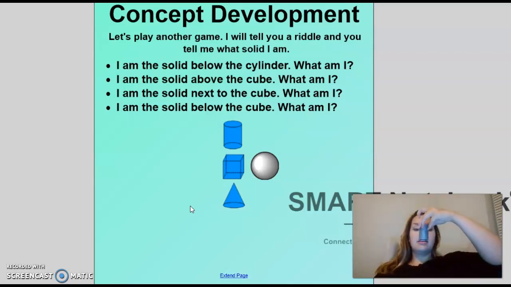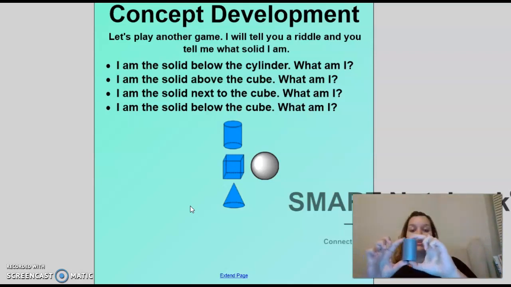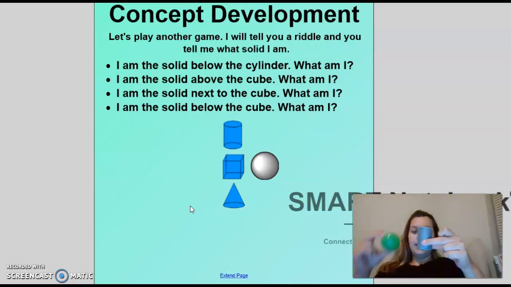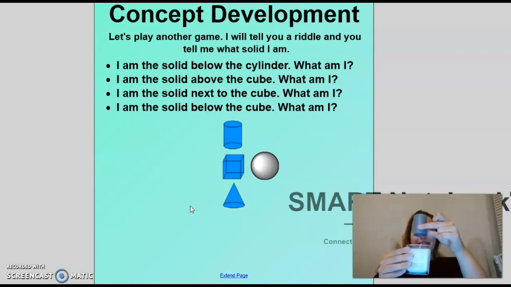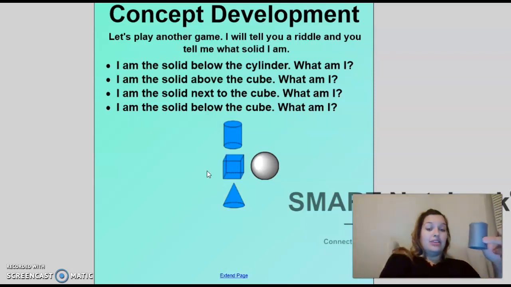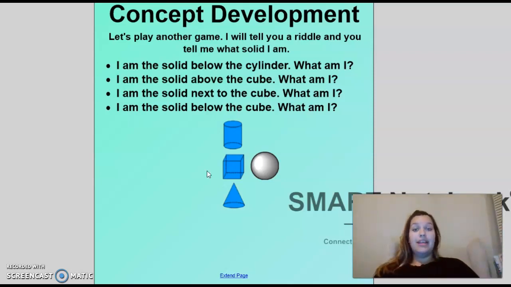Okay, so here's our cylinder. What shape is below the cylinder? Is it a sphere? Is it a cube? Yes, that is directly below the cylinder. Okay, next question. I am the solid or 3D shape above the cube. So here's my cube.